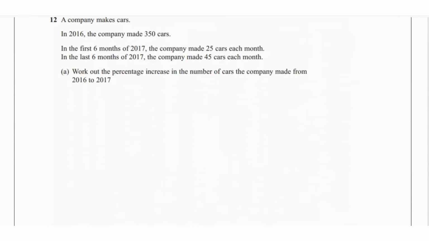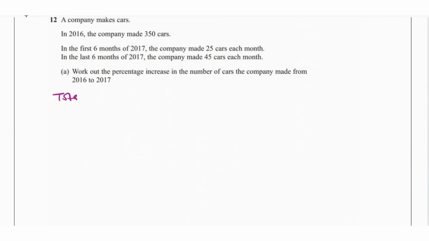Then you can get a question on percentage increase and decrease. So a company makes cars. In 2016, a company made 350 cars. In the first 6 months of 2017, the company made 25 cars each month. And in the last 6 months of 2017, the company made 45 cars each month. Work out the percentage increase in the number of cars the company made from 2016 to 2017.